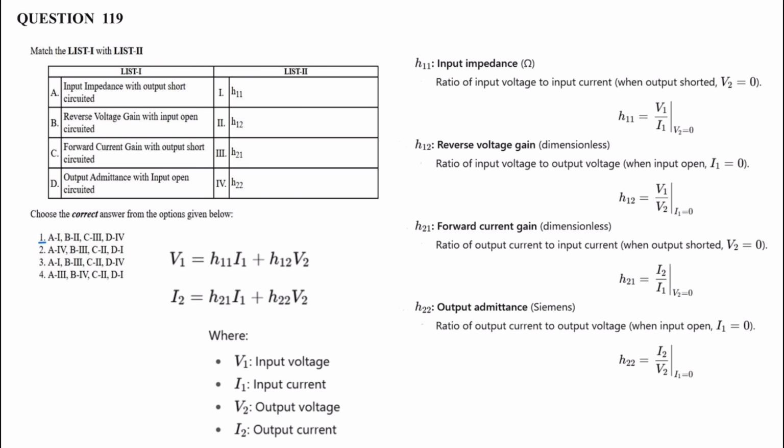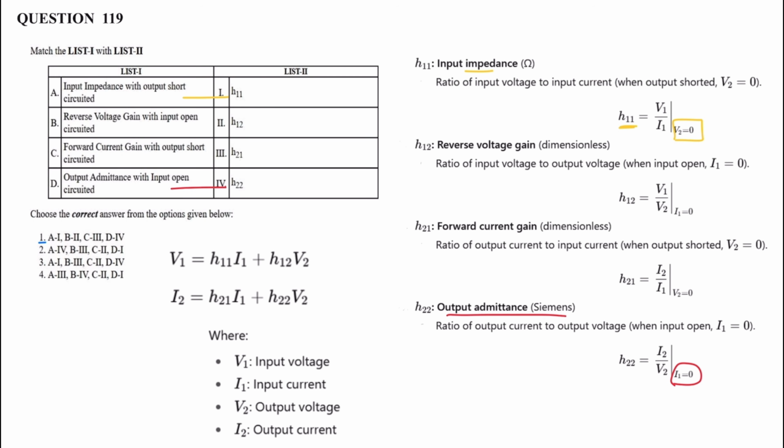Question number 119. It is related to H parameters. Output admittance with input open circuited. So input is open circuited. H11 is input impedance with output short circuited. Here output V2 is short circuited. H11 is input impedance.